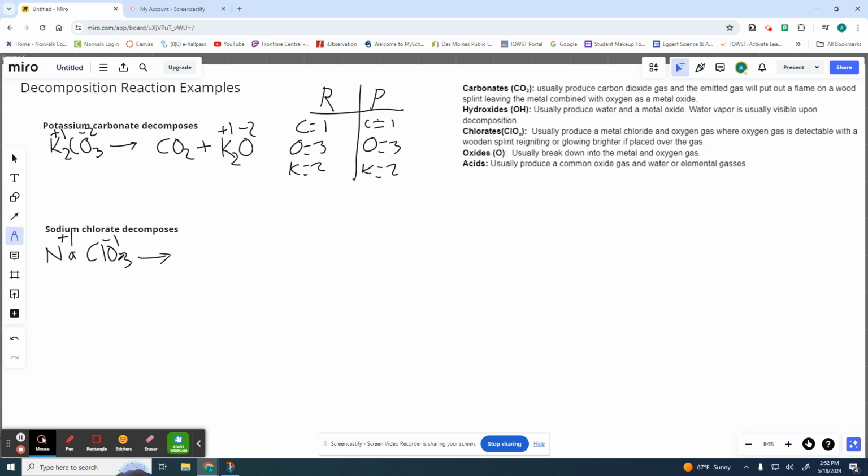we have to read what chlorates typically break down into. If you look in the top right teacher notes section here, chlorates usually produce a metal chloride and oxygen gas. And when you have oxygen gas for the splint test, it'll either reignite the flame or it'll make the flame burn brighter. So I'm going to go ahead and do the metal oxide, or excuse me, metal chloride.